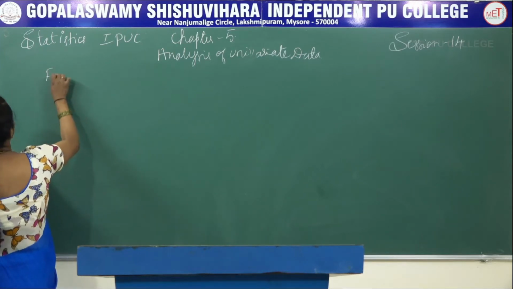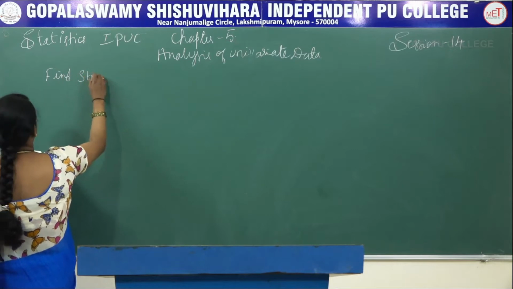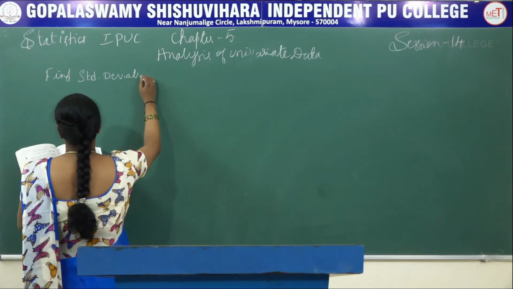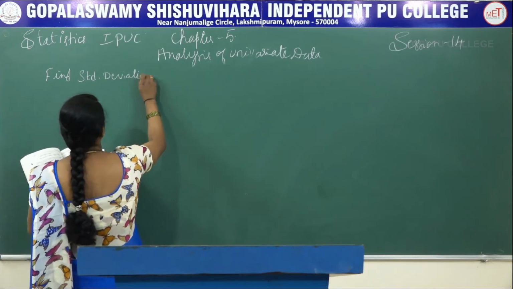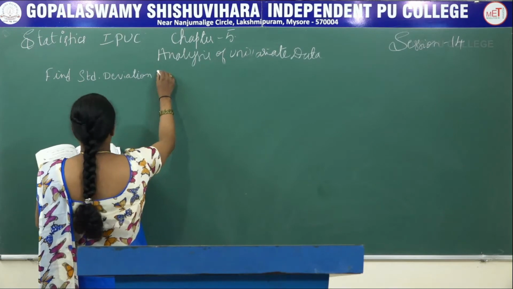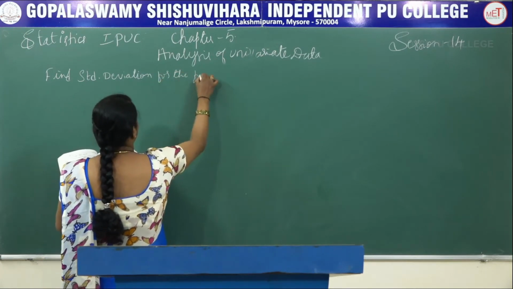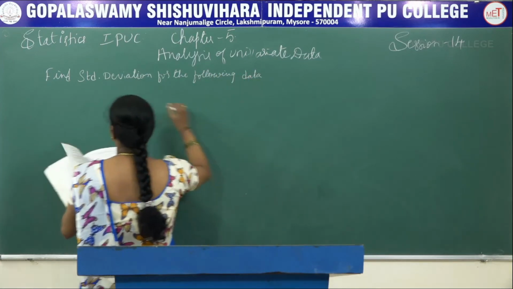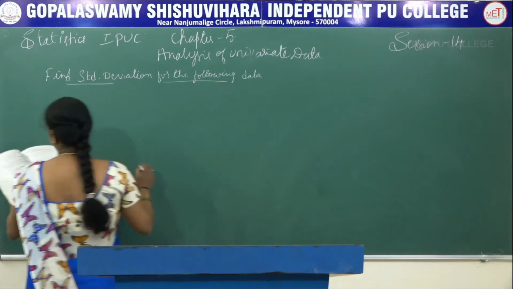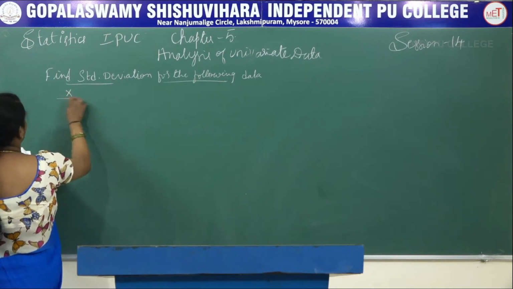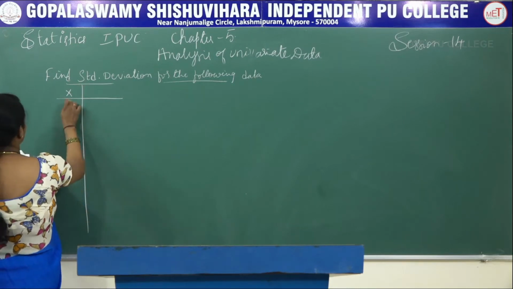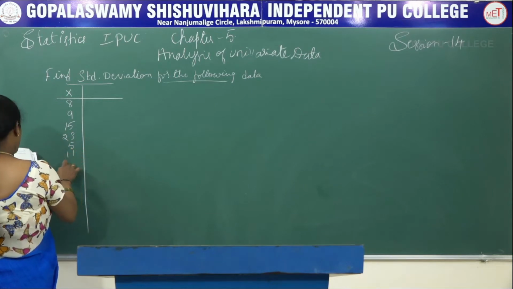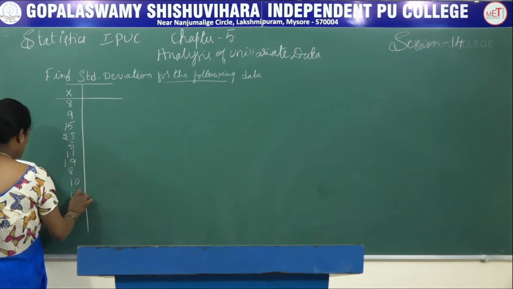Find the standard deviation for the following data. This is ungrouped data, that is raw data: 8, 9, 15, 23, 5, 11, 19, 10 and 12.